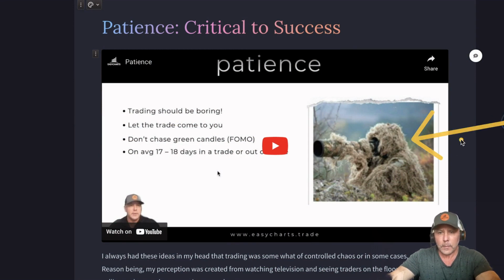See this photographer? This person, he or she, they clearly have patience. In some cases, there's some photographers that will hang out in the wilderness for weeks, months, and seasons, as an example. And I just talk about how patience and the correlation of what trading really is and what it should be. So as an example, trading really should be boring. And I touched on this a little bit, but with our trend trading system, literally, the trade will come to you. Not only that, I talk about in our trend trading system how to completely avoid the FOMO, the fear of missing out or chasing these green candles.